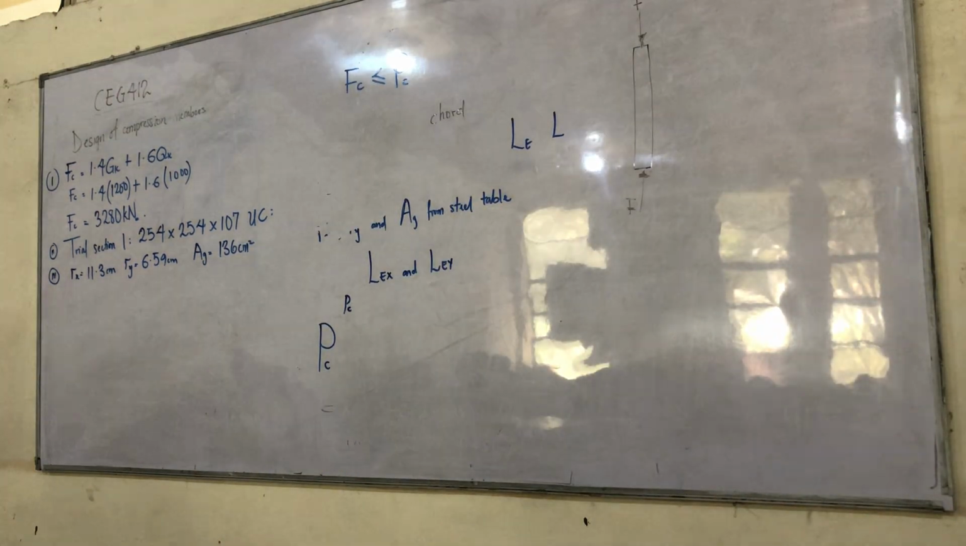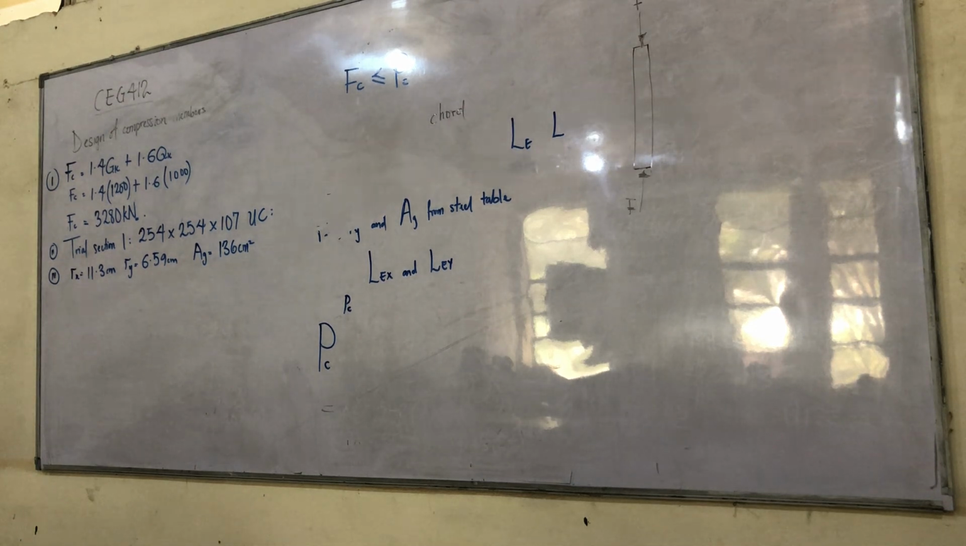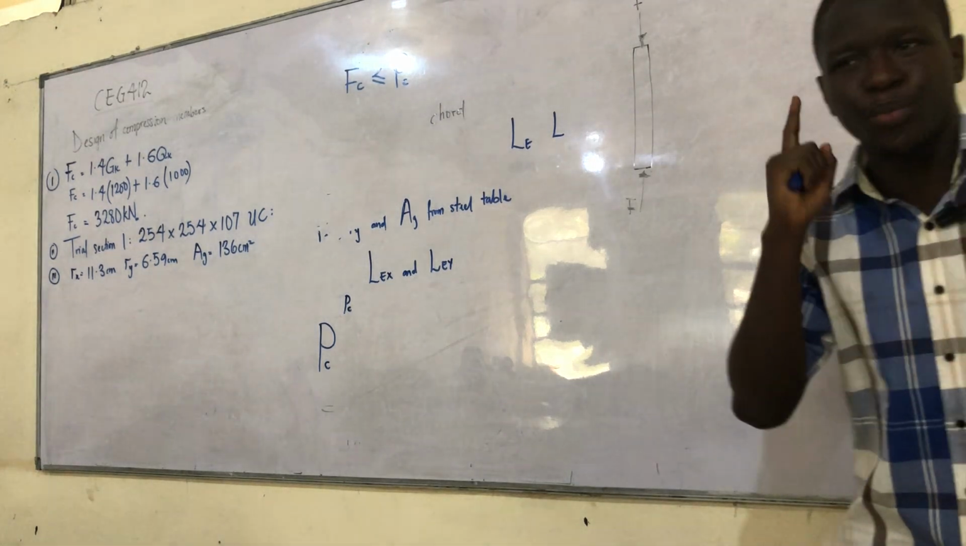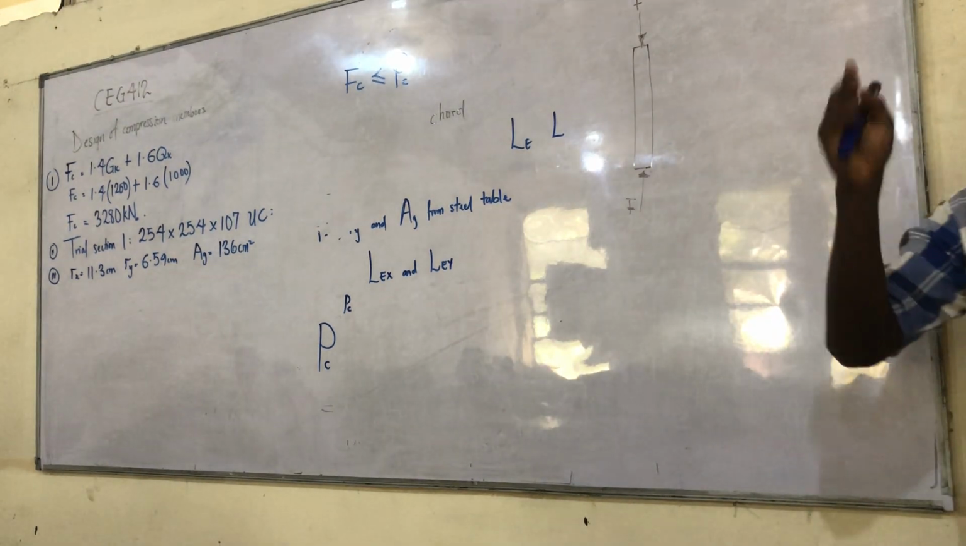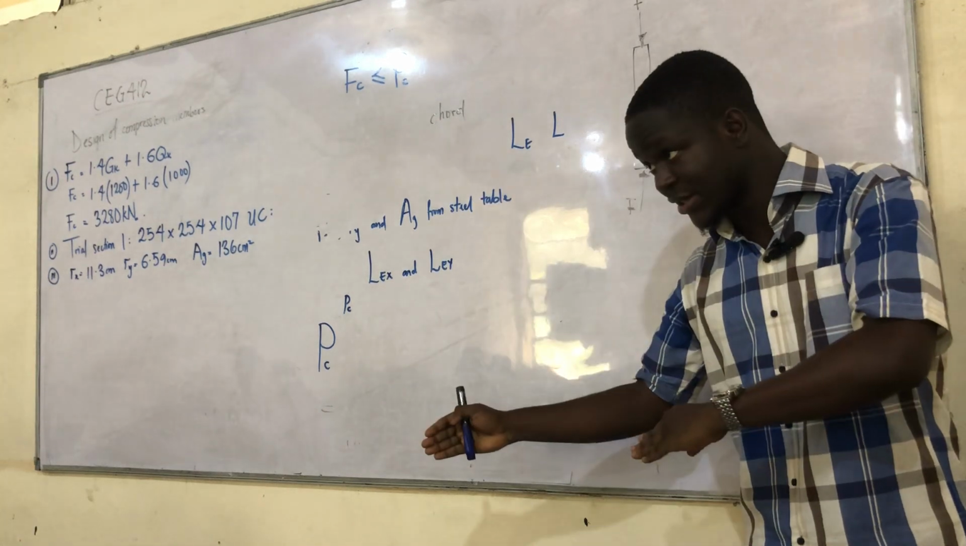Now let me take it one after the other. So it says restraint in the plane under consideration by other parts of the structure. Now let's start. Effectively held in position at both ends. Are you there? Effectively restrained in direction at both ends. Are you with me? He's saying fixed at both ends. Write it down. That first line is telling us fixed at both ends.